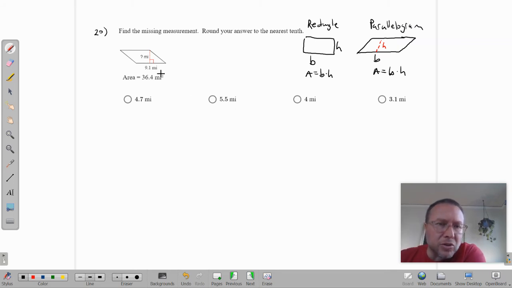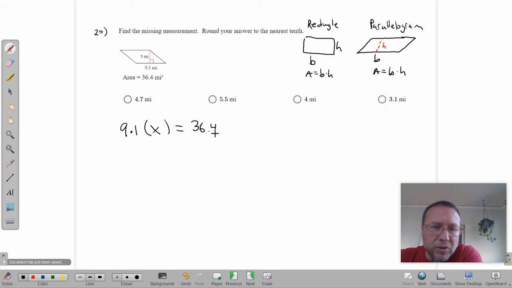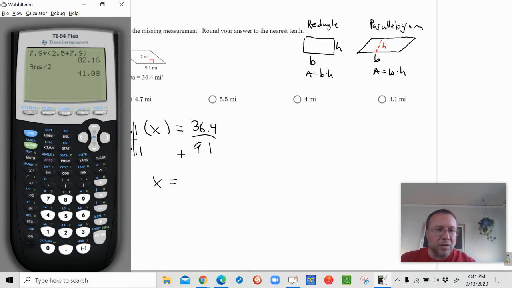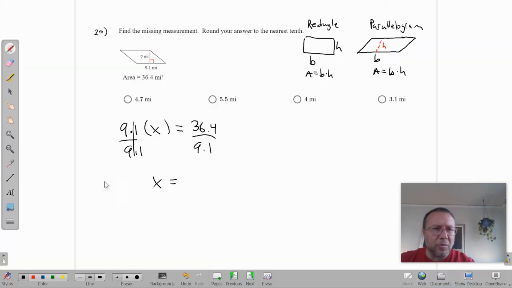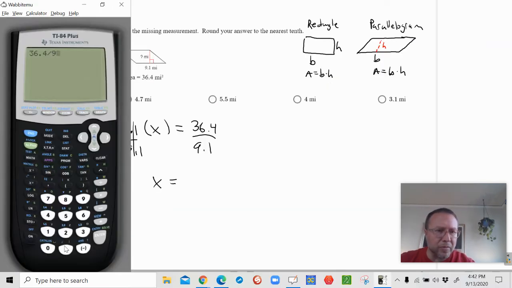All right. So let's set this up then. So base is 9.1. So we've got 9.1 times the height, but we don't know what the height is. I'll just call that x. And then we do know the area. It's 36.4. Okay, well, this is just a simple little one-step equation. The opposite of multiplication is division. So to undo that, I would divide by 9.1. And then I'm just going to use my calculator. So we'll say 36.4 divided by 9.1. And we get 4.